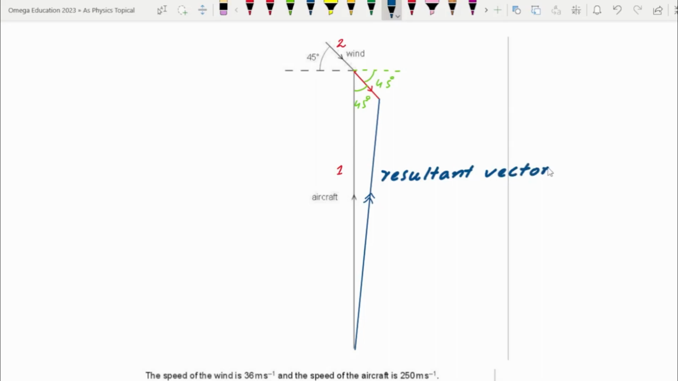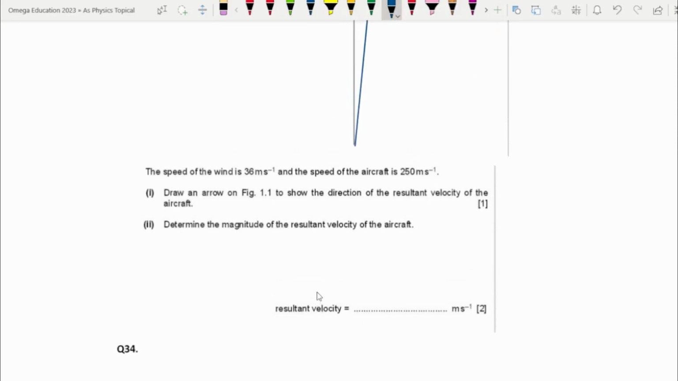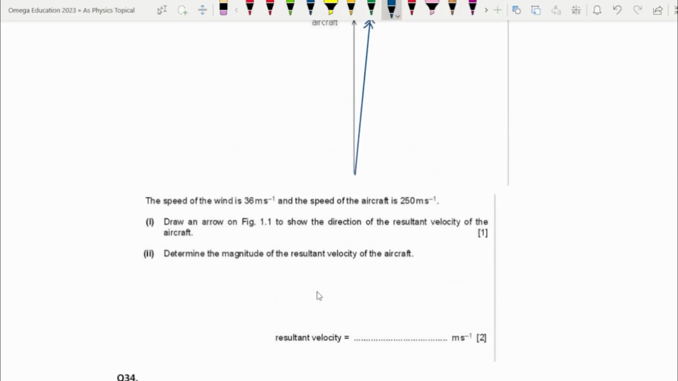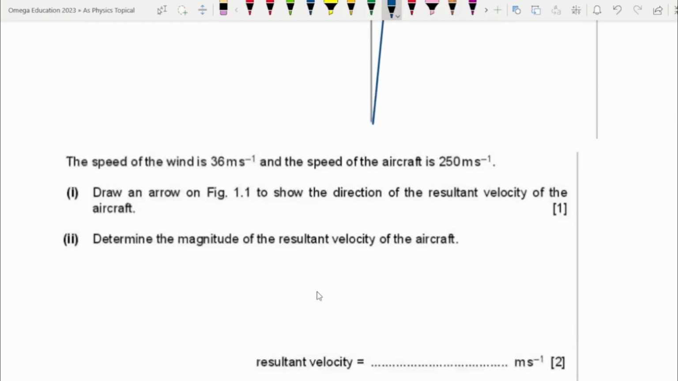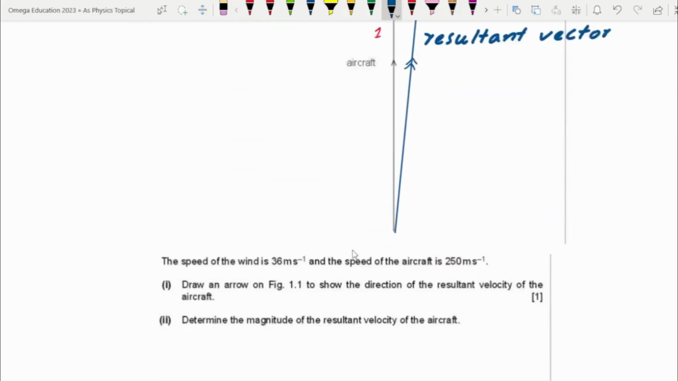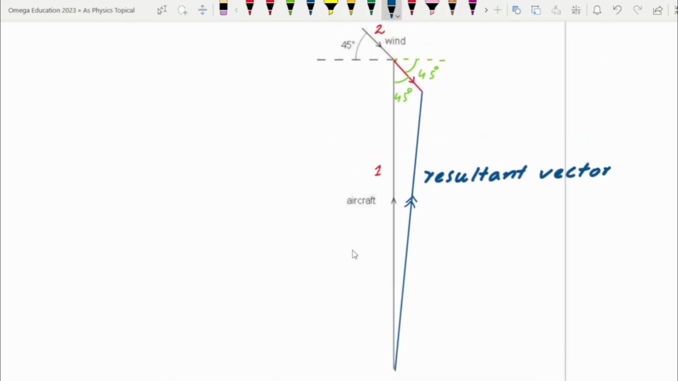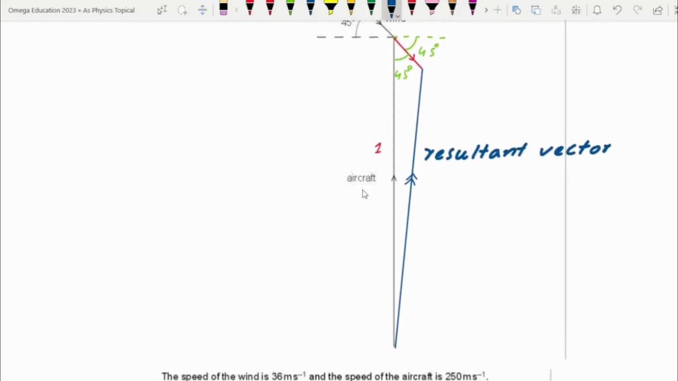Now let me write down, so we're done with the first part. The next part is determine the magnitude of the resultant vector of the aircraft, for the velocity of the aircraft. So you need to find the magnitude of the blue vector, because the blue one is the resultant vector. So there are two different ways you can solve this question. One of them is mathematically, because this side, the speed of the aircraft, is 250. The other one, the red one, is 36.